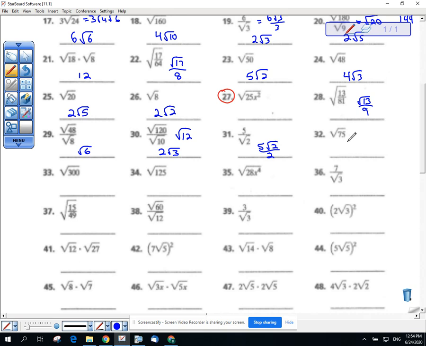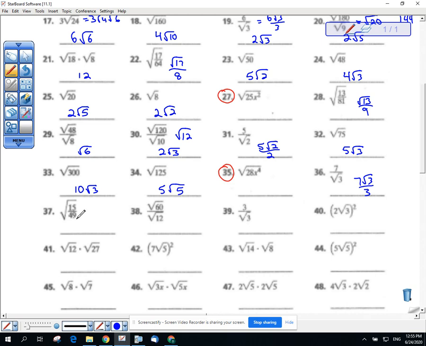Here you can take out a 25. So root 25 is 5. That's 5 root 3. Here you could take out 100. That would be 10 root 3. Here you could take out a 25. That would be 5 root 5. We'll come back and do this one in a few moments. Here you could rationalize the denominator. That would be 7 root 3 over 3.